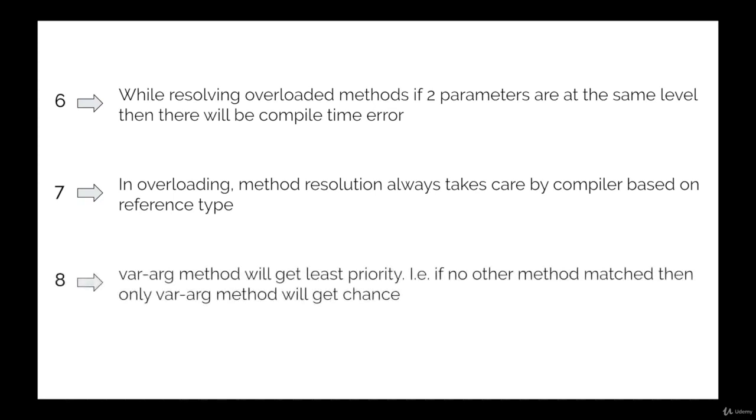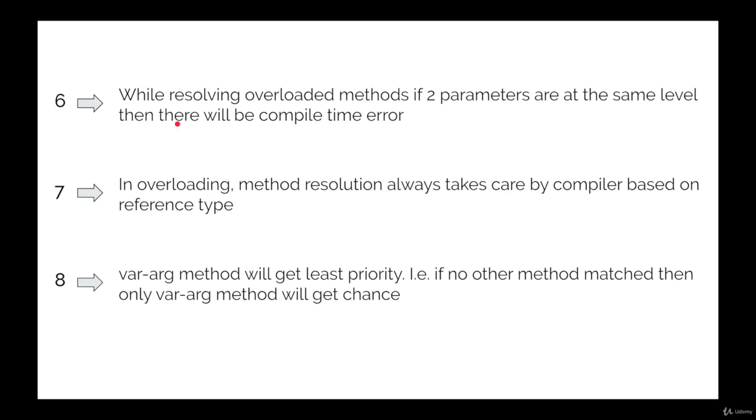The next rule says that varargs methods will get least priority. If there is no method matched, only then the varargs method will get the chance. Whenever you are doing method overloading and one type of method is of type varargs, that method will get the least priority, but others will be preferred first. I'm not sure if you guys are already aware of varargs methods, so I'll take some time to explain that concept to people who don't know this.